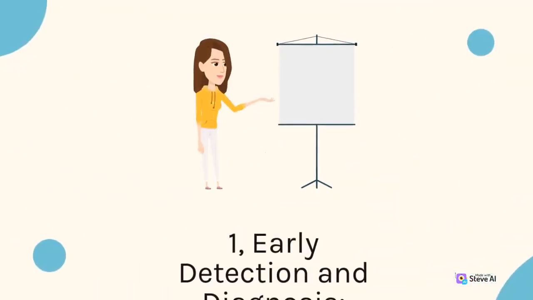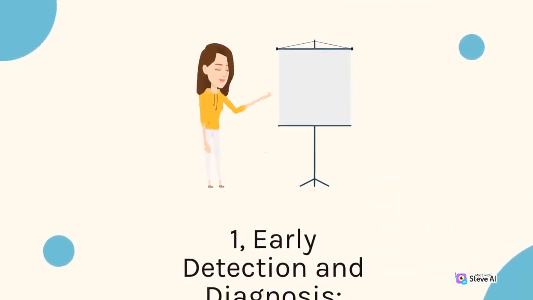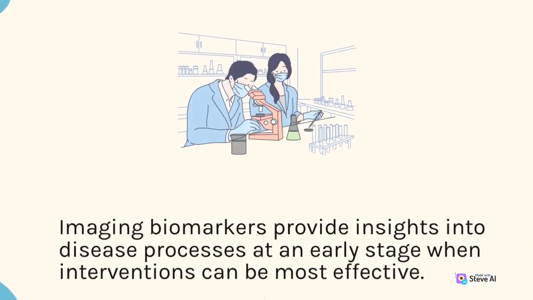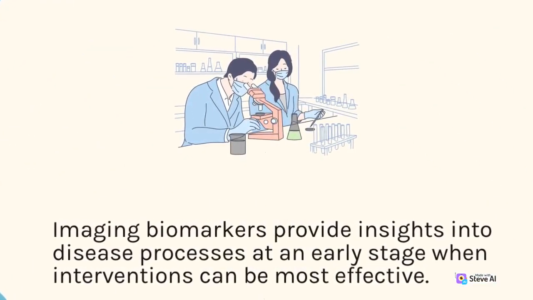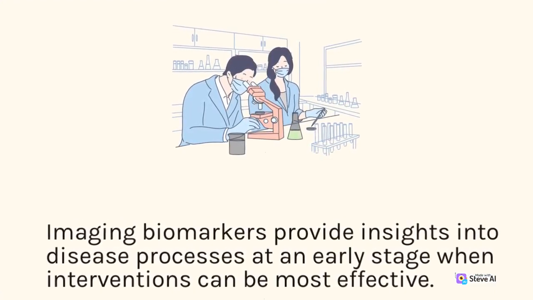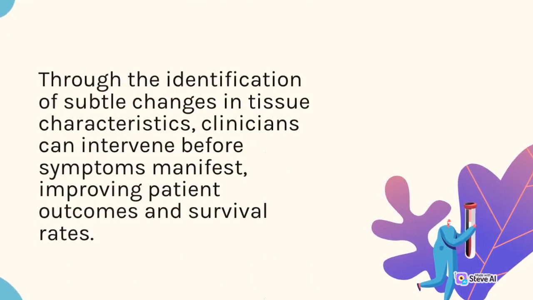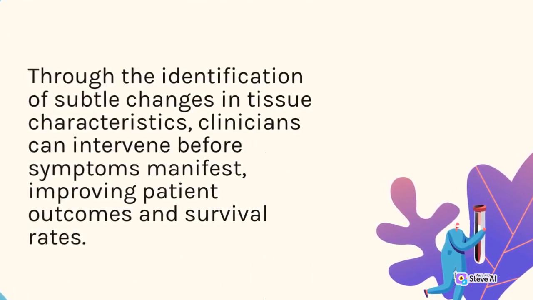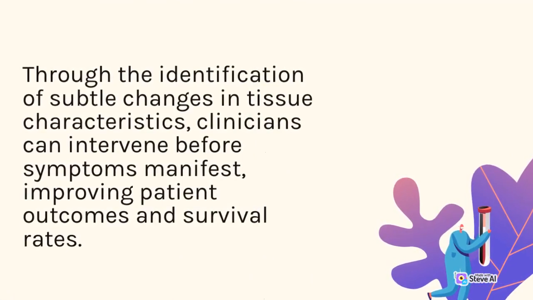1. Early detection and diagnosis. Imaging biomarkers provide insights into disease processes at an early stage when interventions can be most effective. Through the identification of subtle changes in tissue characteristics, clinicians can intervene before symptoms manifest, improving patient outcomes and survival rates.